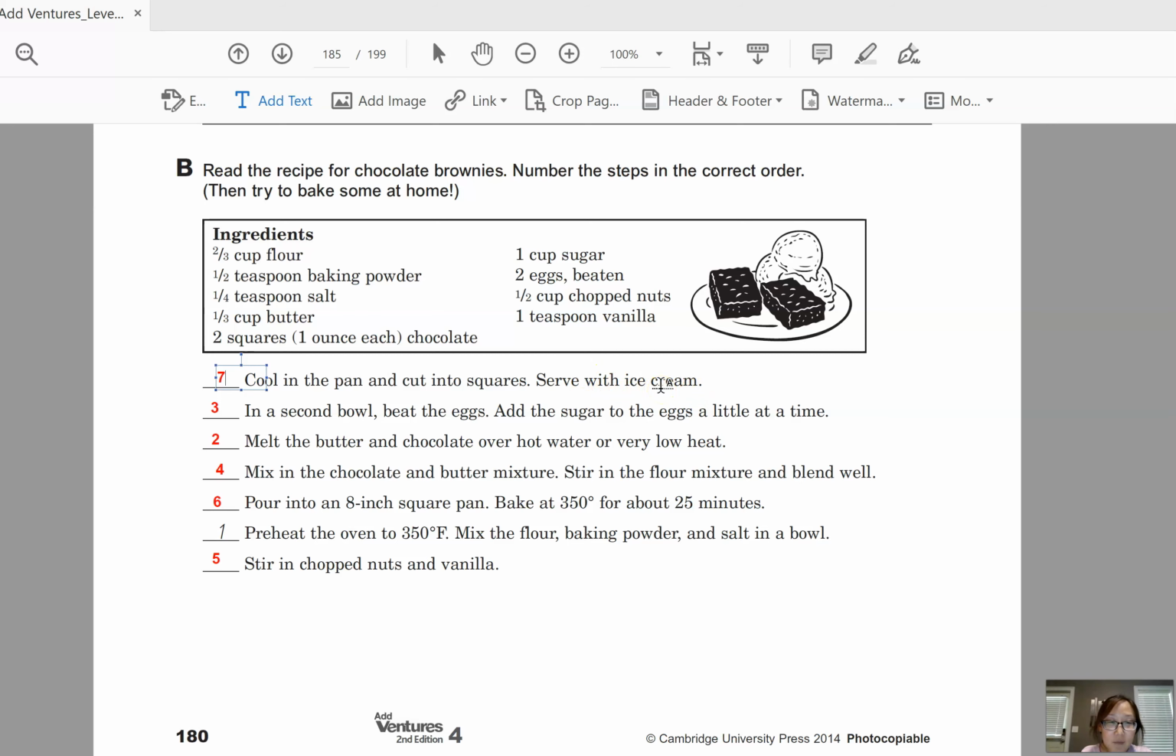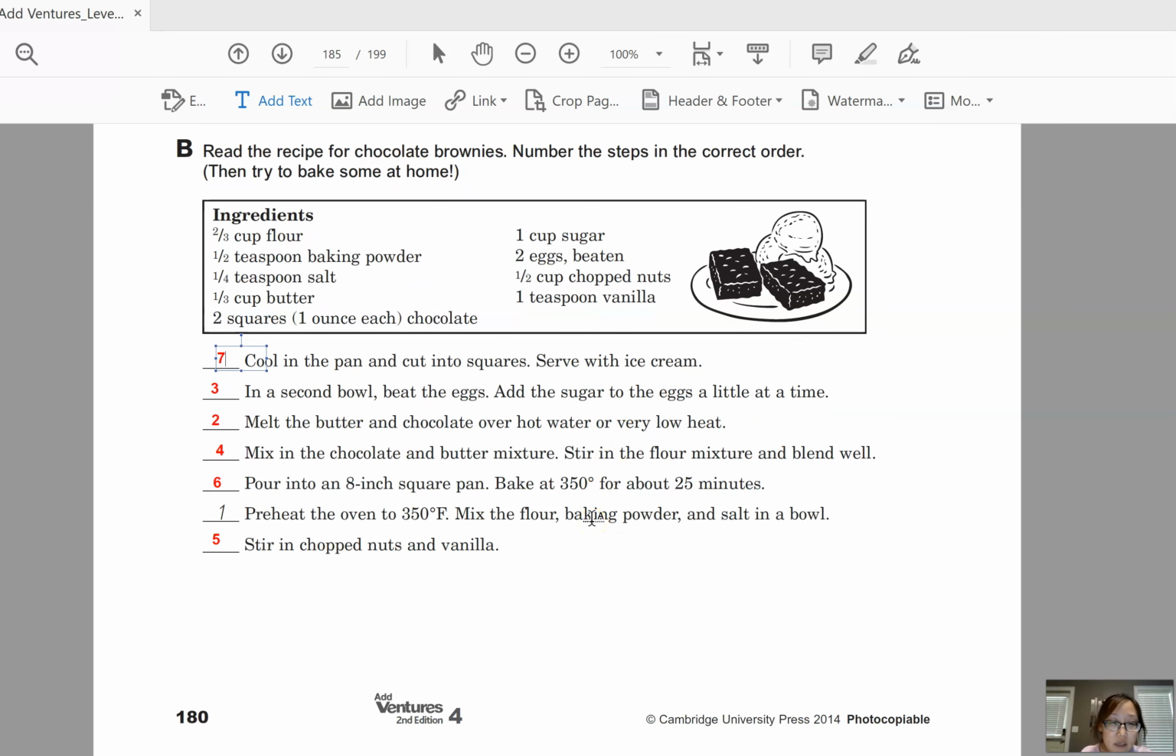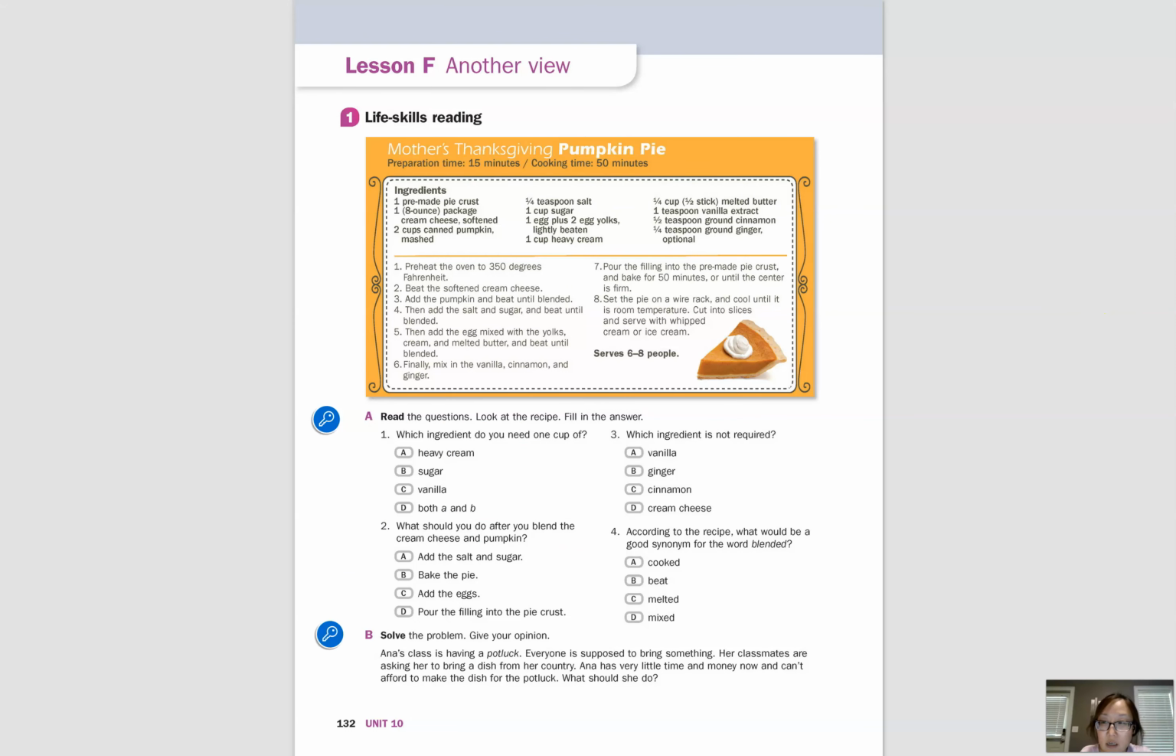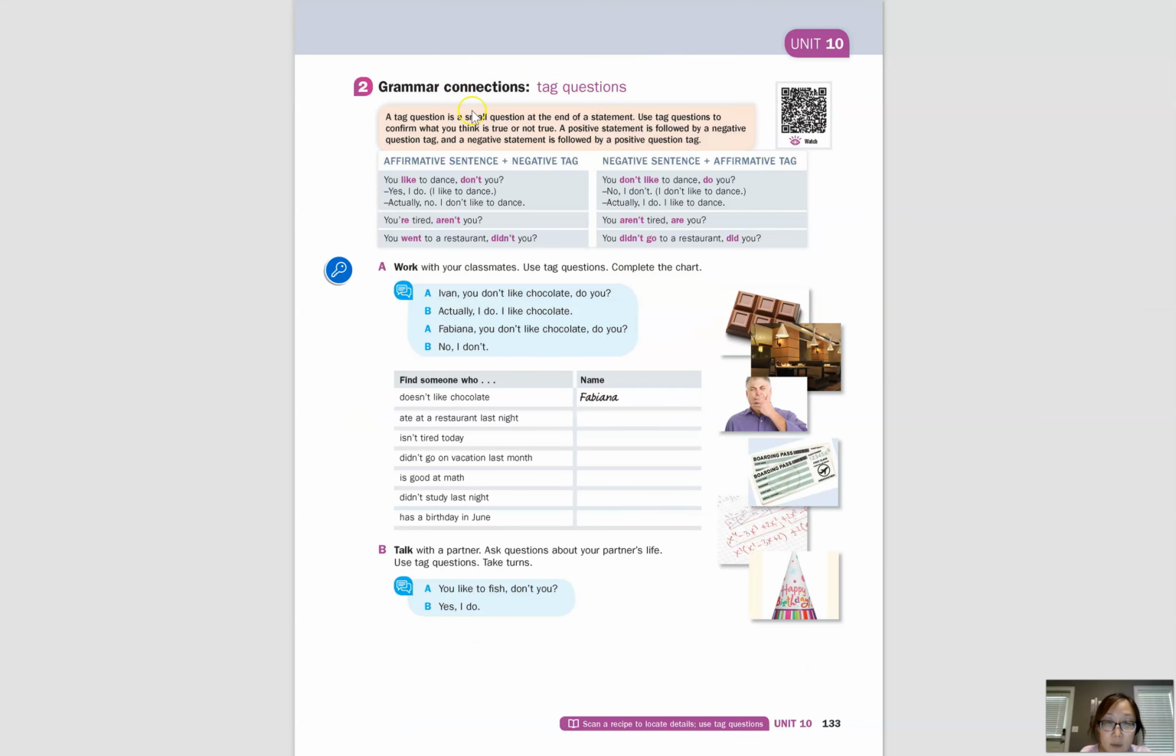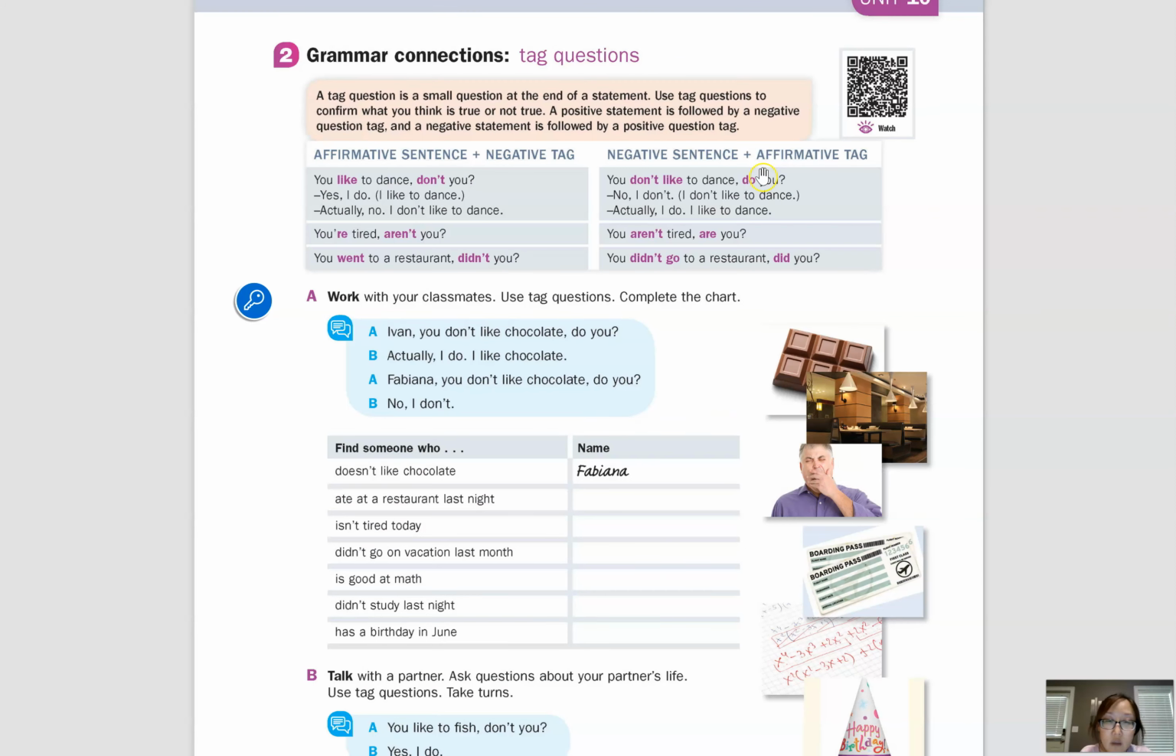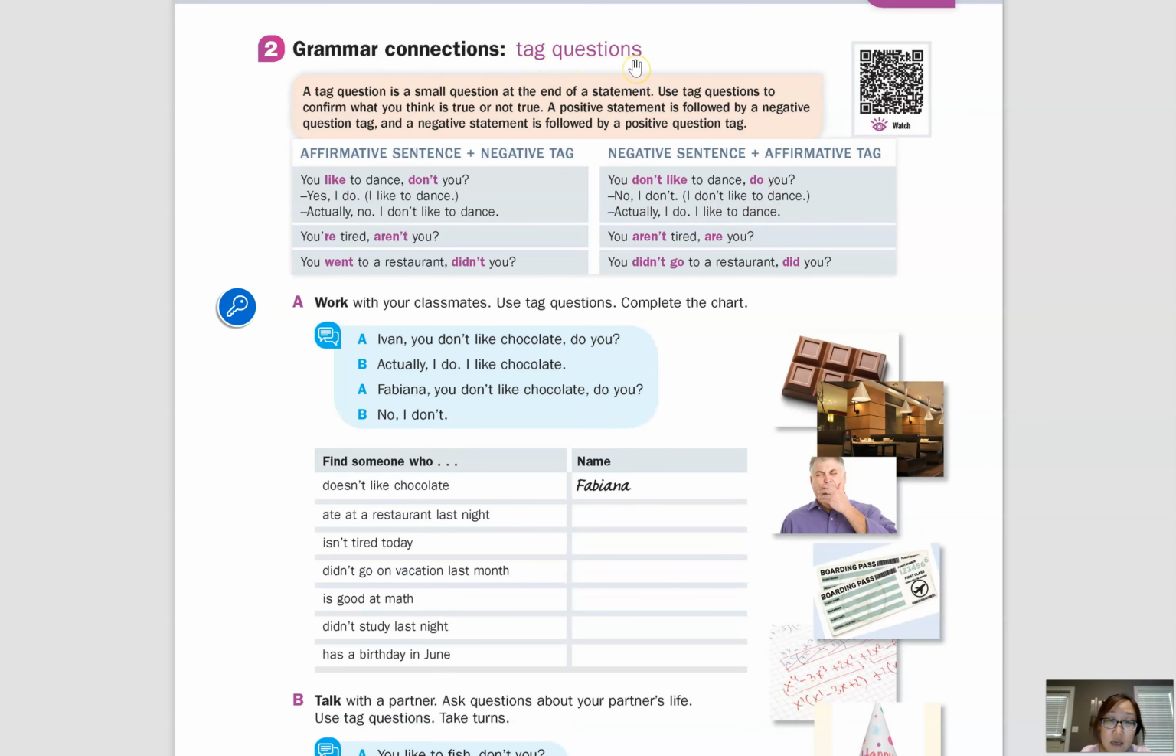Okay. All right, so we're going to look at the next page in Lesson F, which is Grammar Connections, and we're going to learn about tag questions. Okay, so I'm going to play the grammar lesson, and when you're finished watching it, you can move on to part 3 of the lesson. Okay?